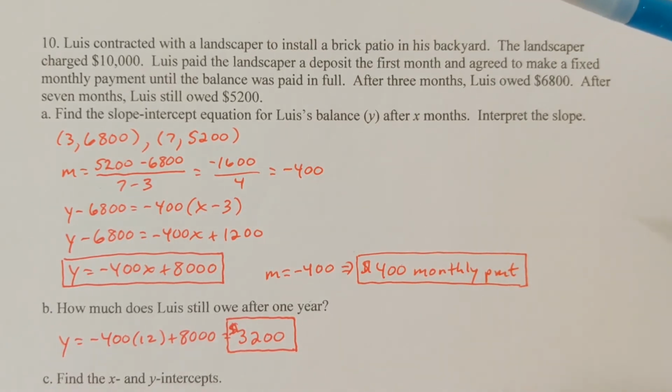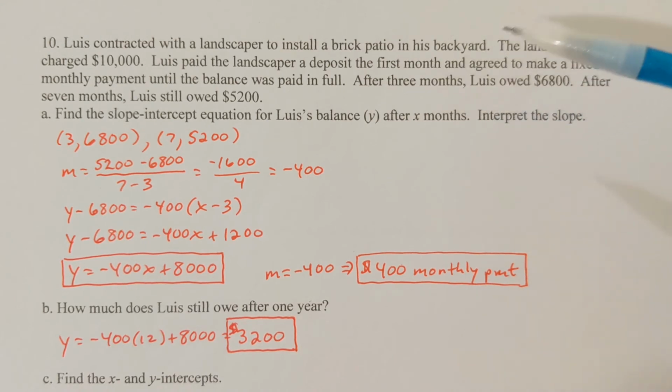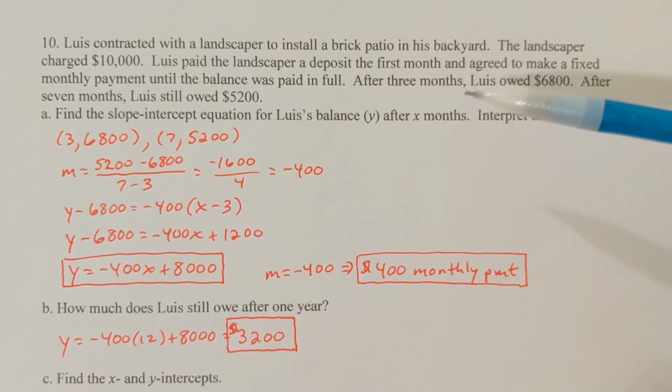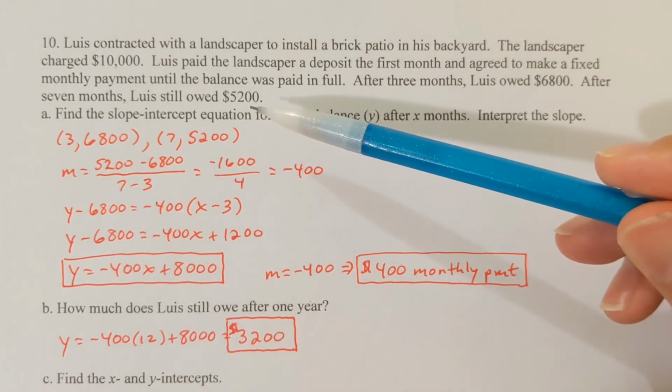Problem 10. Luis contracted with a landscaper to install a brick patio in his backyard. The landscaper charged $10,000. Luis paid the landscaper a deposit the first month and agreed to make a fixed monthly payment until the balance was paid in full. After 3 months, Luis still owed $6,800. After 7 months, Luis still owed $5,200. So they're telling me 2 points that are on this line, (3, 6,800) and (7, 5,200).